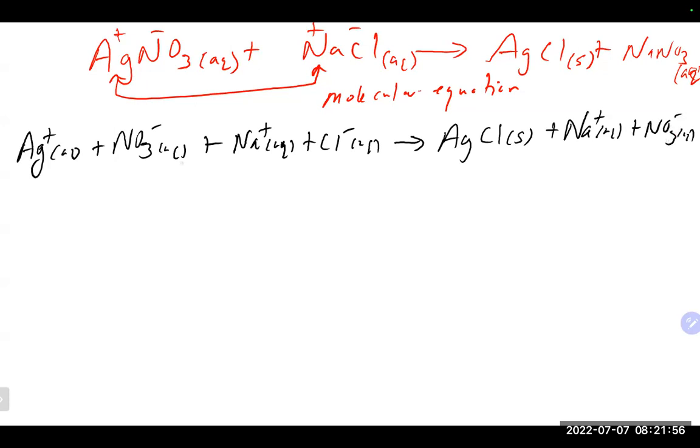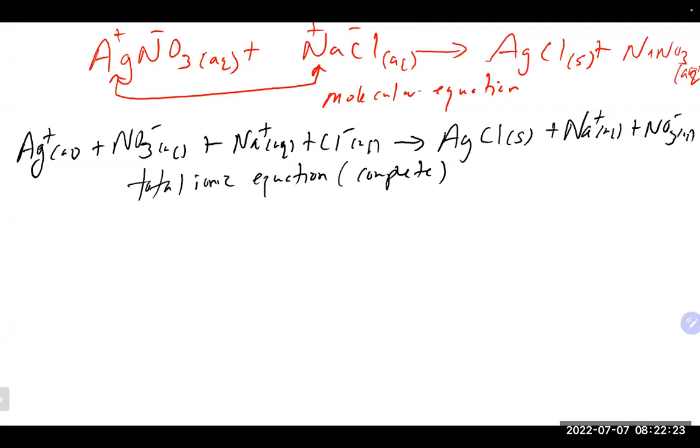This is what is sometimes referred to as the total ionic equation, or again, some people call it the complete ionic equation. And it basically describes what's happening in that solution. We basically got all these ions floating around. Some of the ions come together to make silver chloride and drop out as a solid, and the other ions are still floating around in the solution like the sodium and the nitrate.